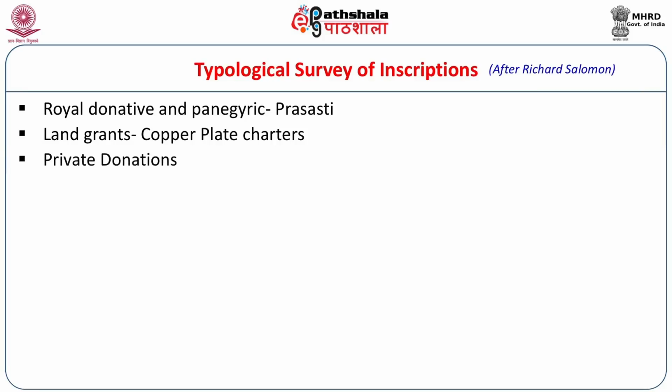The third category here is private donations, where somebody has made a donation in his private capacity. There are several such inscriptions which are small donative records. This can be of an image, of a relic casket, of any other object. So this will not be taken up in detail as these are multiple in number. When we look at the Indian subcontinent, we have more than 1 lakh inscriptions, and it is not viable to discuss all the inscriptions here. So we will just take up different categories altogether.